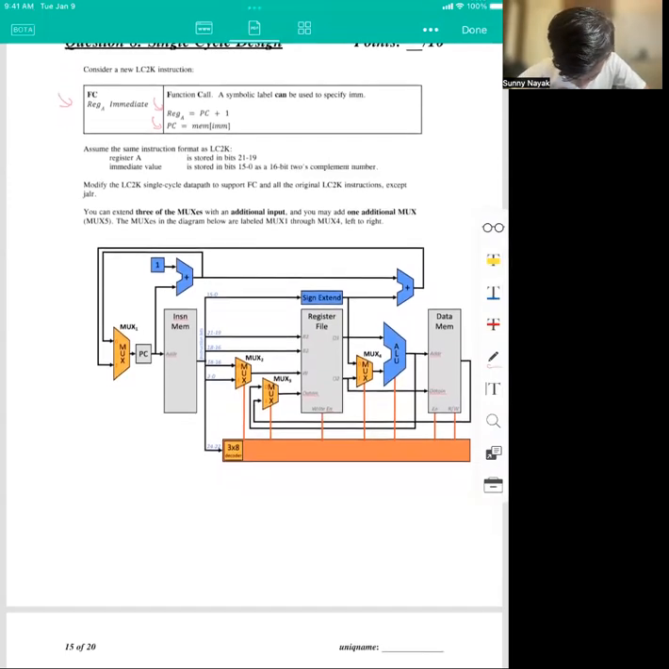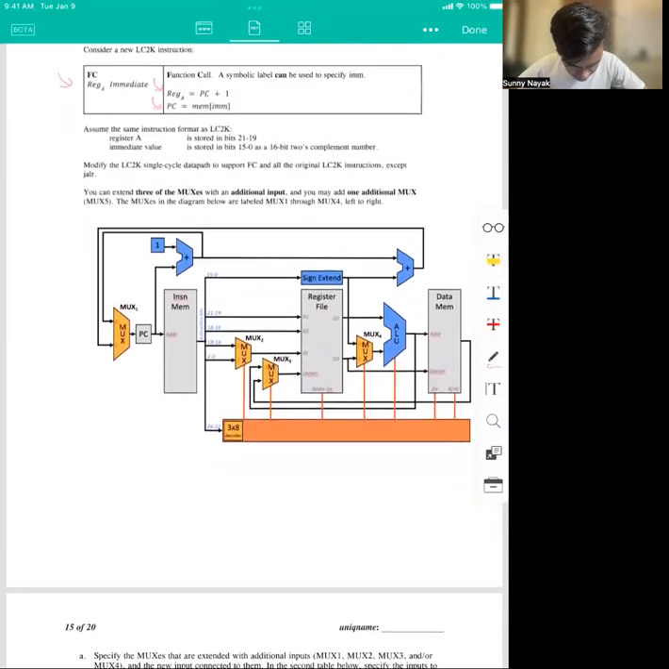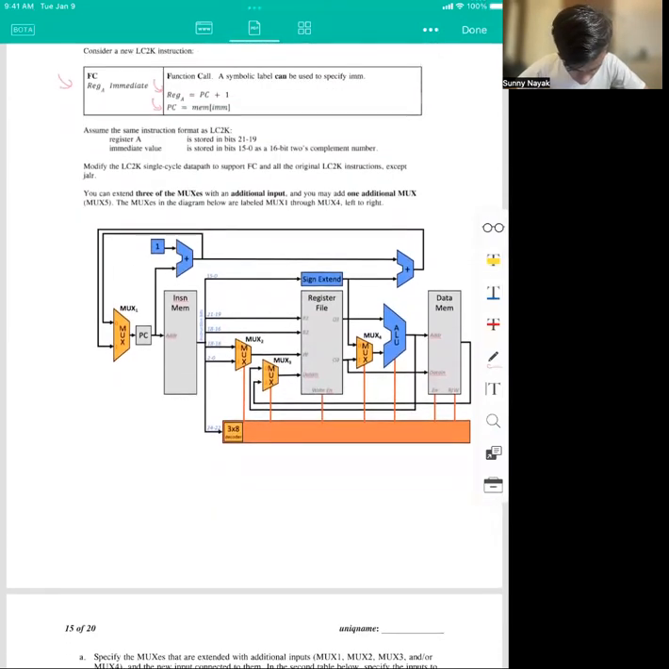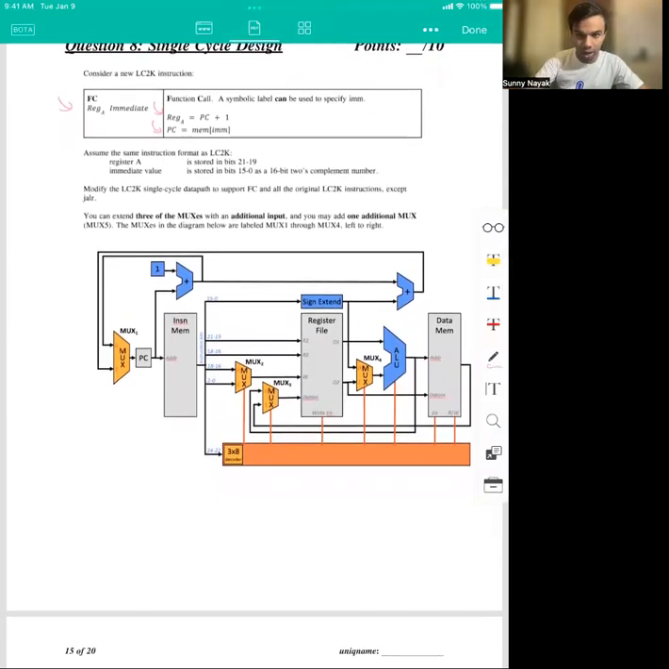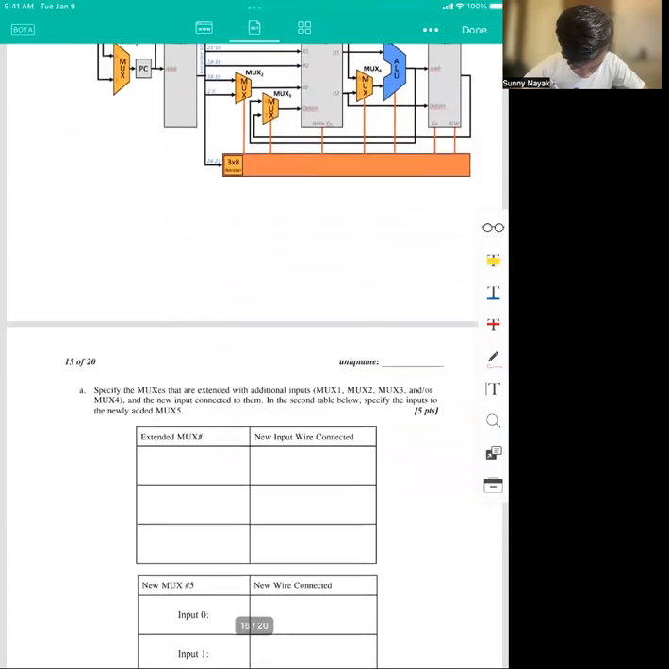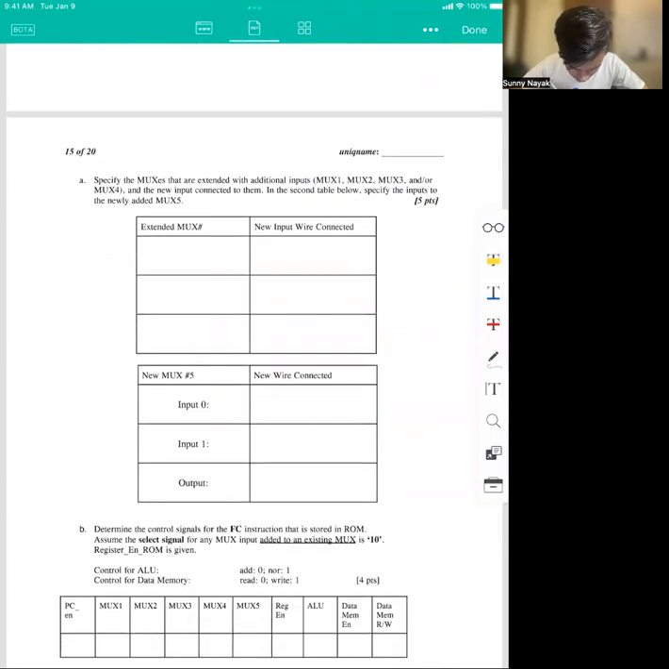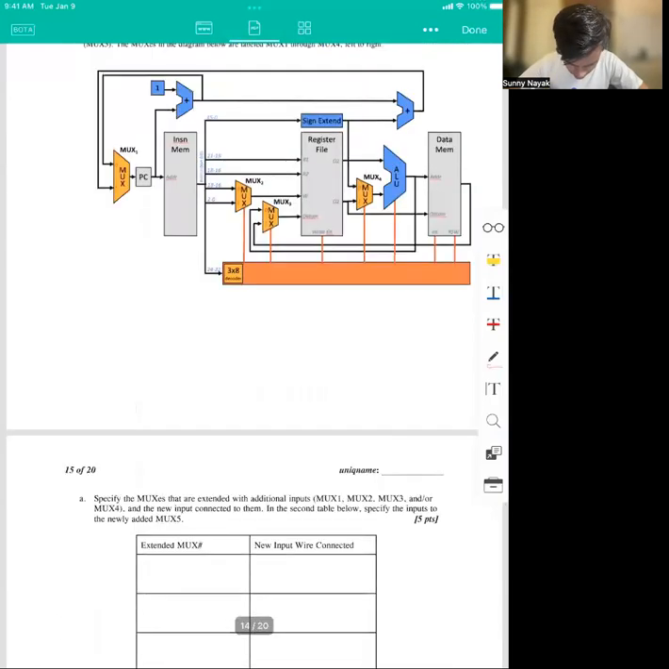It says that we can modify the LC2K single cycle data path, and what we're allowed to do is modify up to 3 of the muxes. Awesome. So the first part of this question is asking us what we need to do, or what muxes we need to modify, in order to support this architecture.